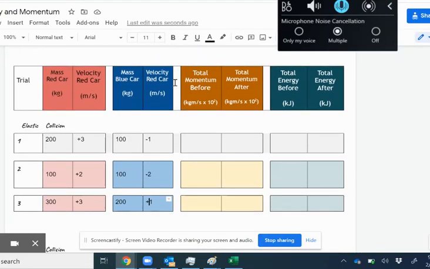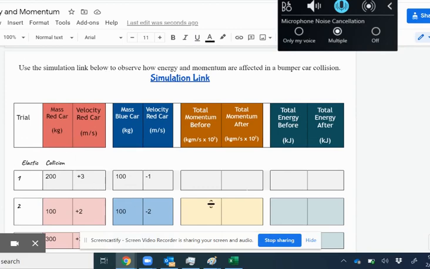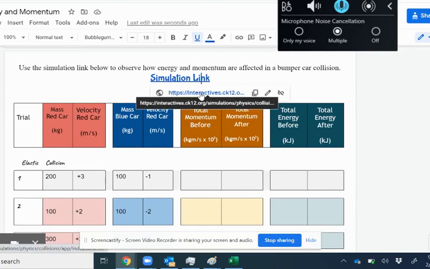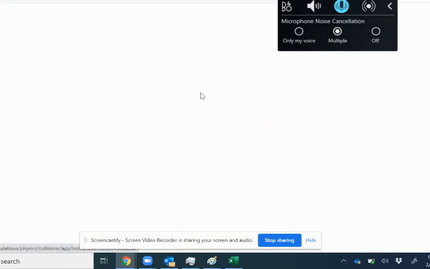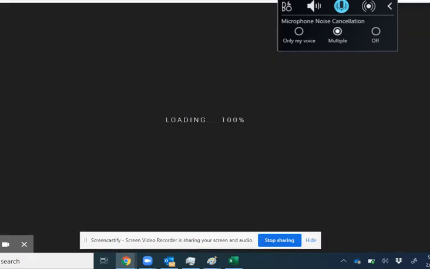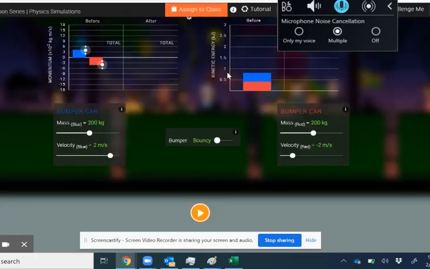Hey class, we're here and we're checking out our newest lab, Energy and Momentum. Once you get down to this portion, you want to click on this blue hyperlink. That'll open up the simulator that you need. Perfect. It looks like this.